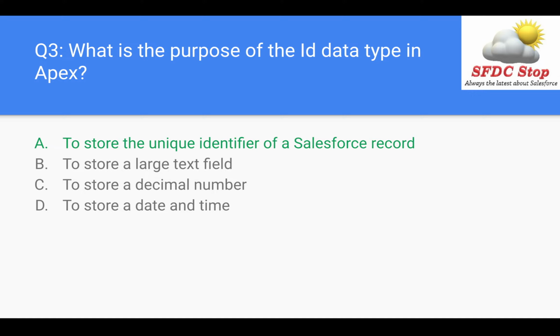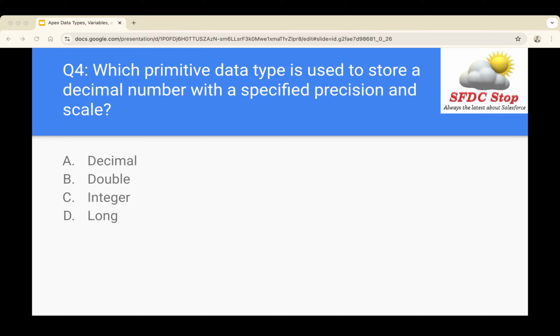Fourth question is, which primitive data type is used to store a decimal number with a specified precision and scale? If I want to highlight something, it will be that specified precision and scale is the main point here. Okay, so the options are decimal, double, integer, or long. So the answer for this question is decimal.